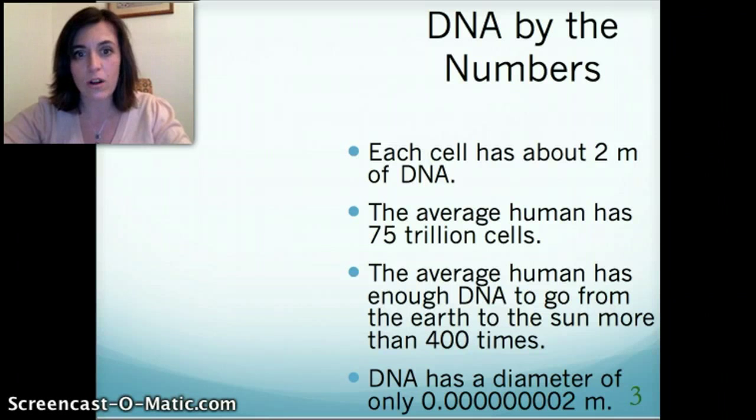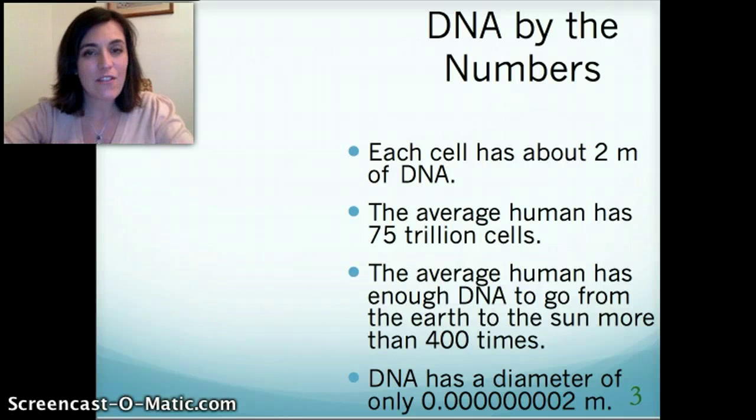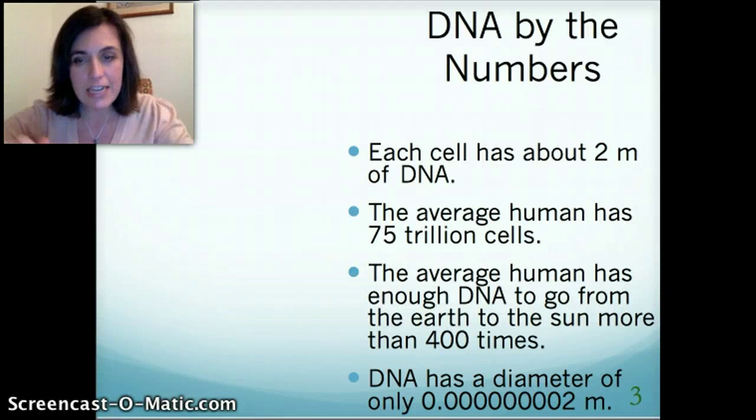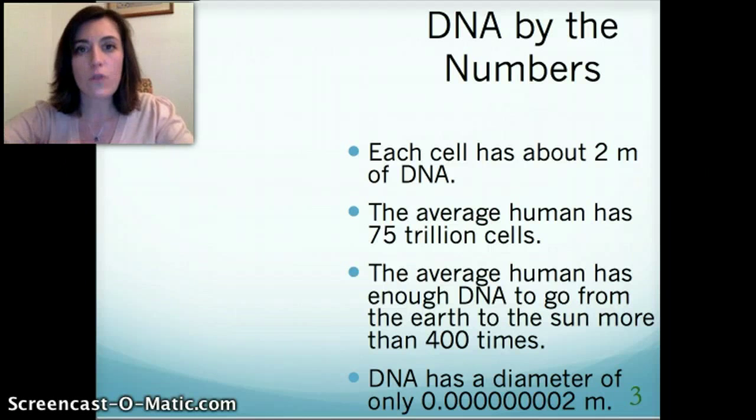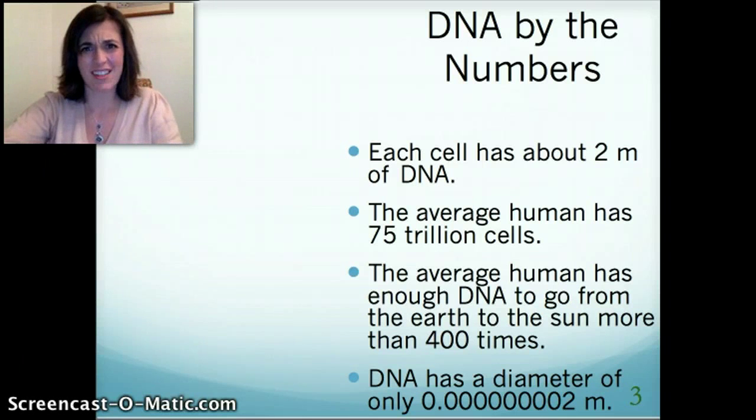That's crazy cool. And think about this even further. Your average human has about 75 trillion cells. So if you do the math, that is 150 trillion meters of DNA in your entire body. And that is enough DNA that you can go from the earth to the sun between 400 and 600 times. That is crazy cool, all of that in your body. That is so neat. Isn't science awesome?